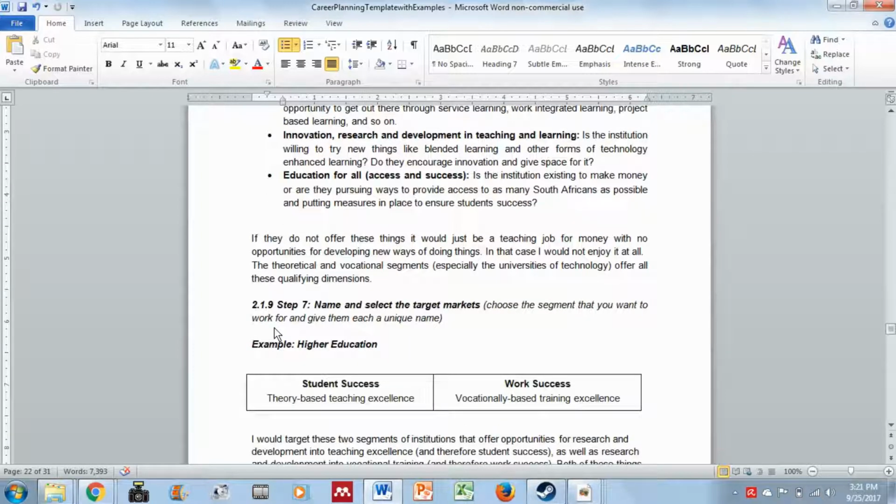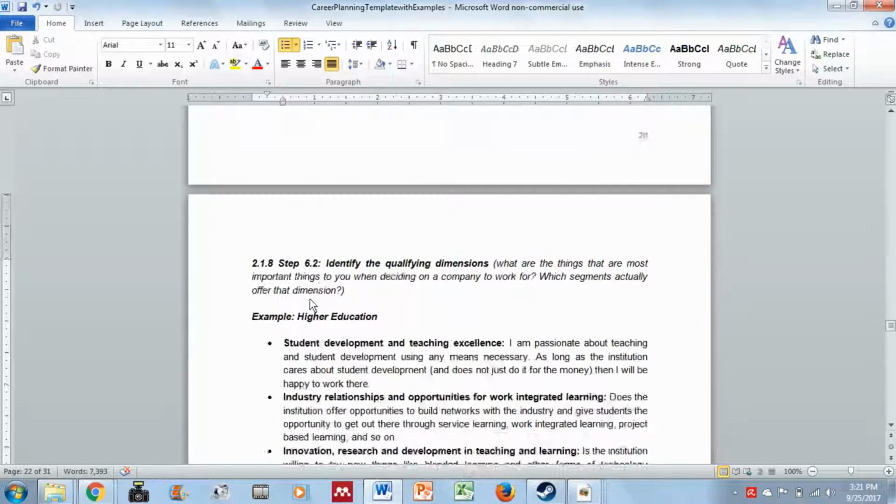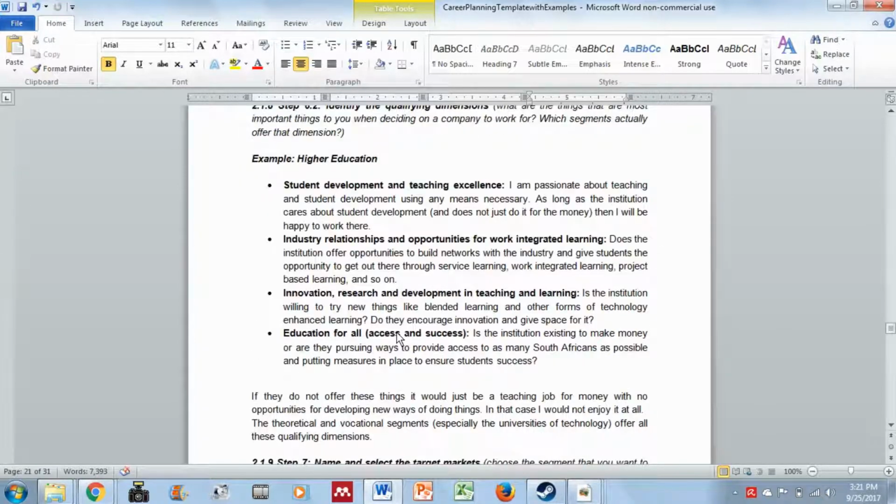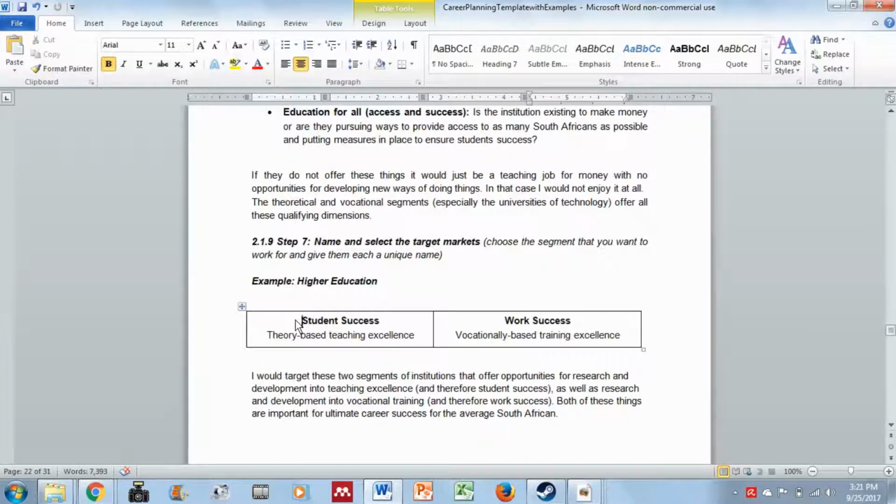Step 7, then I choose my target segments. Name and select the target segment, those are the segments that you want to work for. So I had 3, remember? These are my 3. Which of these 3 am I going to choose? I'm going to target all of them, 1 of them, 2 of them, which? Then I say here, I'm going to choose, and then I name them.